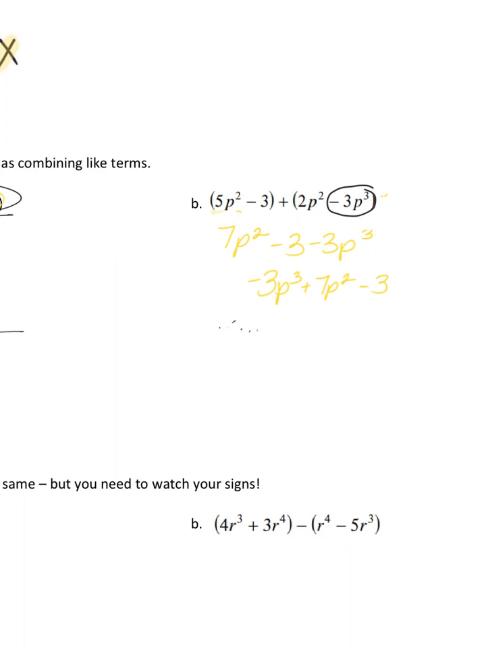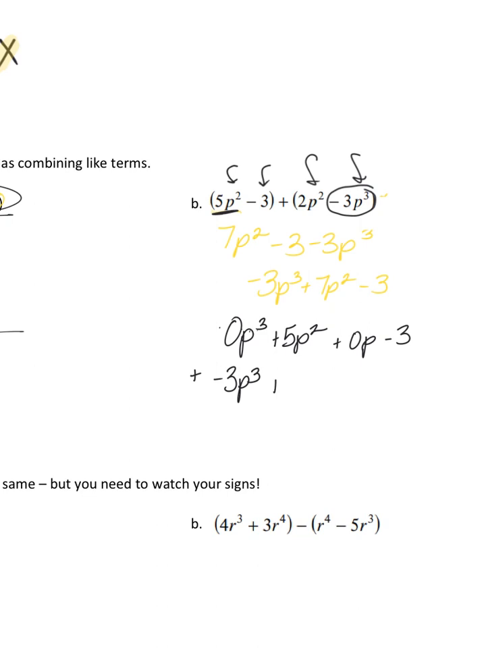I have negative 3p cubed as the highest exponent, but I don't have any cube terms in this first one. So I'm going to have 0p cubed. And then I do have a p squared in this first parenthesis, so I have plus 5p squared. I don't have any p's that are just by themselves, so I'm going to put plus 0p and then minus 3. And then I can stack what I have in this second parenthesis. So I have negative 3p cubed plus 2p squared plus 0p and then plus 0.